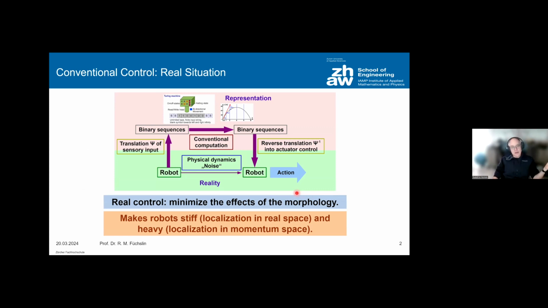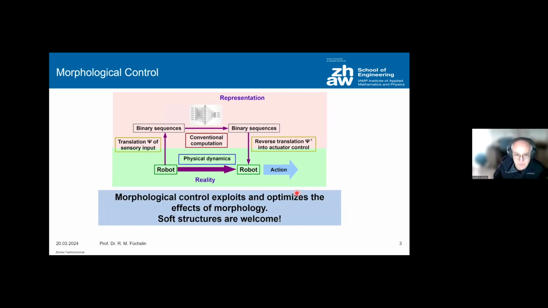In order to achieve this, the goal of conventional robotics is always to reduce or at least control the physical dynamics. It should have only very small amounts of what we usually call noise. And this usually leads to robots which are heavy and stiff.